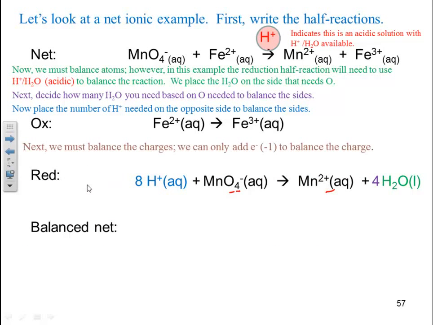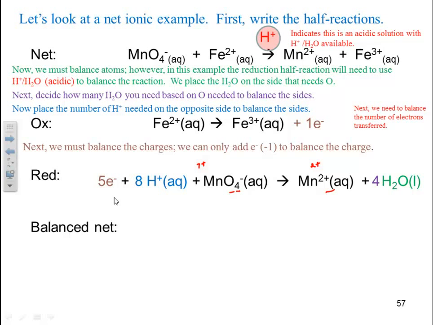Next, we must balance the charges by adding electrons. So for the oxidation, I have 2 plus on one side, 3 plus on the other. I need to have 1 electron on my product side. For the reduction, I have 8 pluses and 1 minus, so I have 7 plus on my reactant side. And on my product side, I have 2 plus. So to balance this out, I'm going to have to add 5 electrons to my reactant side, which makes sense. Reduction should be taking on electrons.